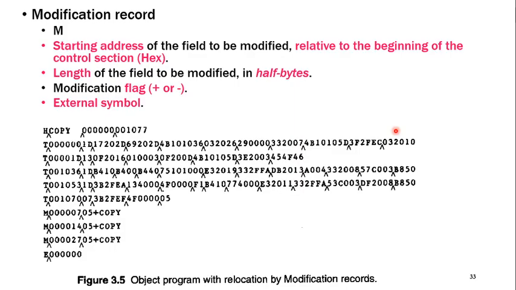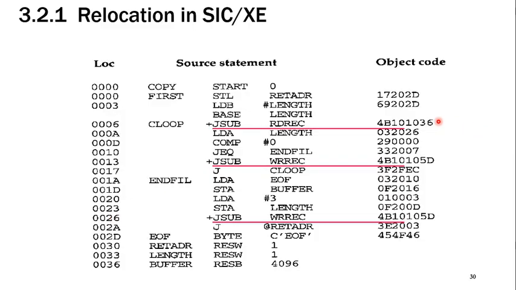That is the reason that, if you observe, it is M followed by 7. And why this 5? It is because a total of 20 bits of address are to be modified, and 20 bits is nothing but 5 half bytes. Then the modification flag: why is it plus? See, the address of that read record is 1036, and when the starting address varies, it may be incremented. For that it is plus, it may be added with.